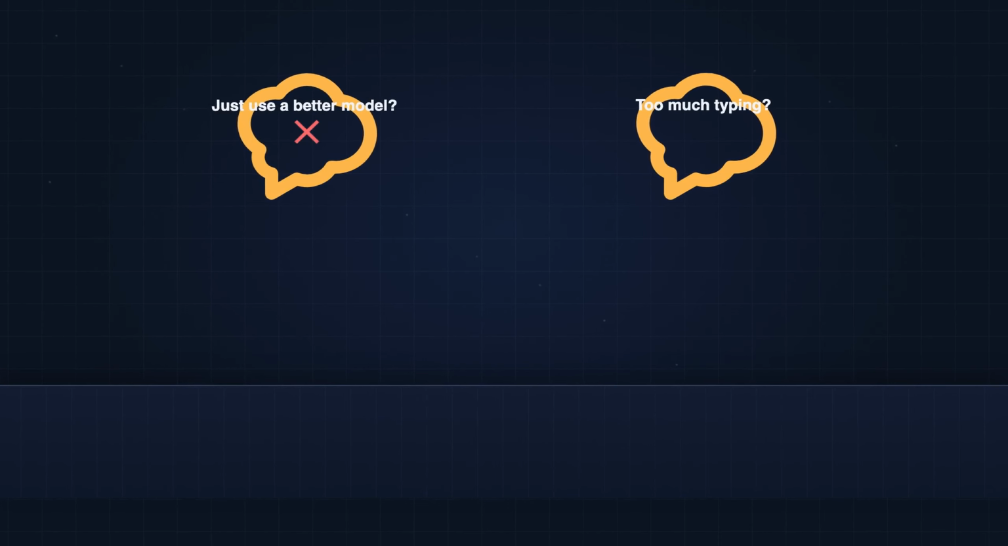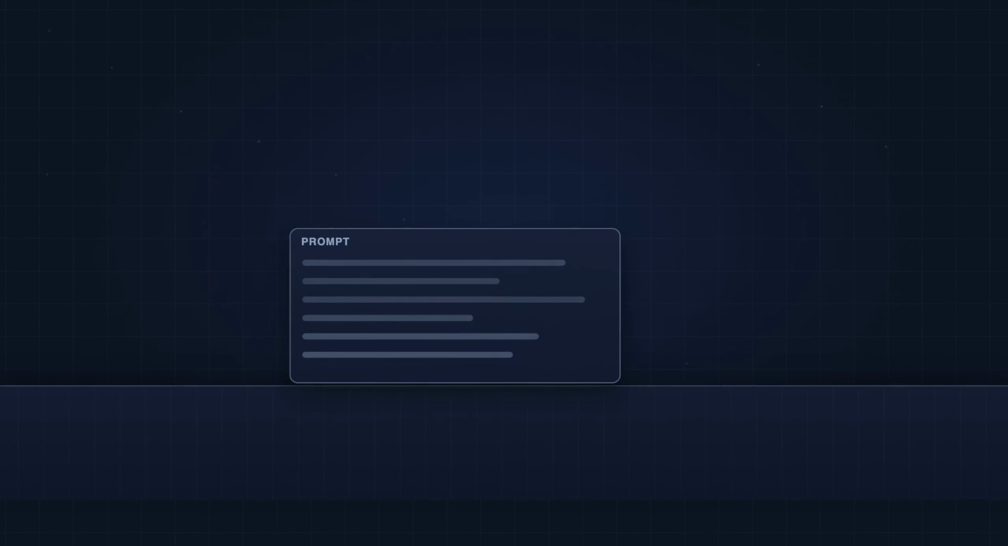Two objections, fair ones. First, why not just use a better model? A stronger model raises the ceiling, sure. But a bad prompt still caps the result, because no model can read the intent you never wrote down. Second, isn't this too much typing? The setup is about 20 seconds. It pays back on the very first reroll you don't have to do.